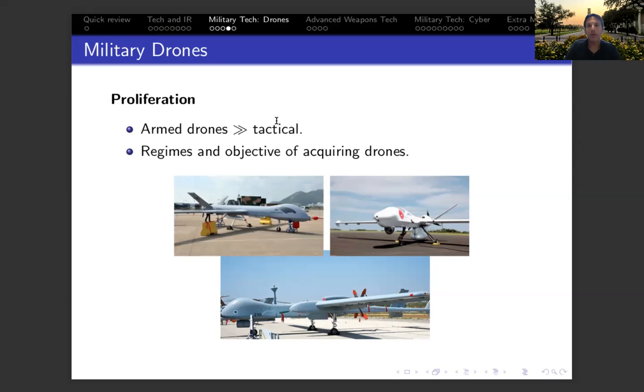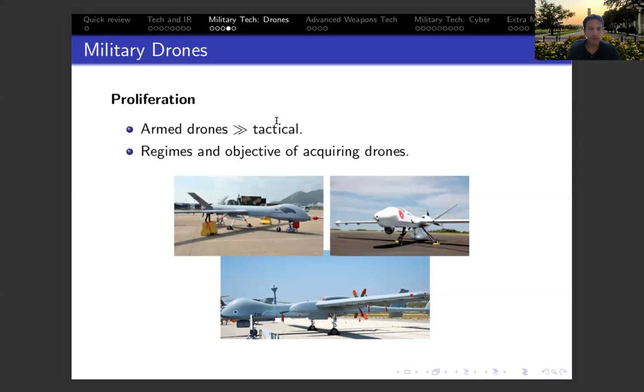The models also account and test for regime acquisition preferences. So they separate between different types of regime, and they show that while both democracies and autocracies try to obtain armed drones, their motivations are actually different. For democracies, the motivation for acquiring this type of drones is cost reduction in terms of human casualties, both for the military personnel as well as for the civilians in the target area.